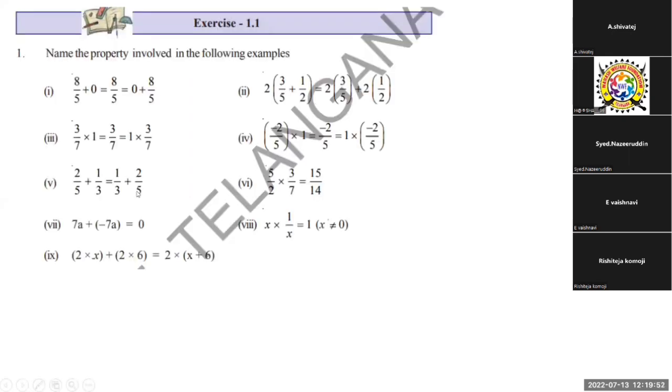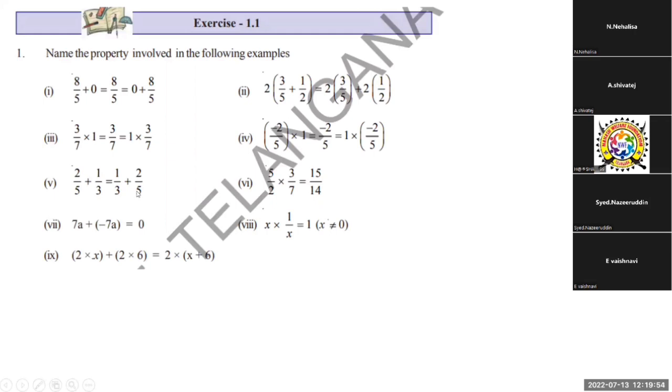Do I need to explain that example for the distributive property? Yesterday we already solved the example, so I'm moving forward. If you have any doubt, ask. Now I'm getting directly into the exercise. Yes, Ramcharan, unmute yourself. I am giving the permission. Unmute yourself, Ramcharan, now.